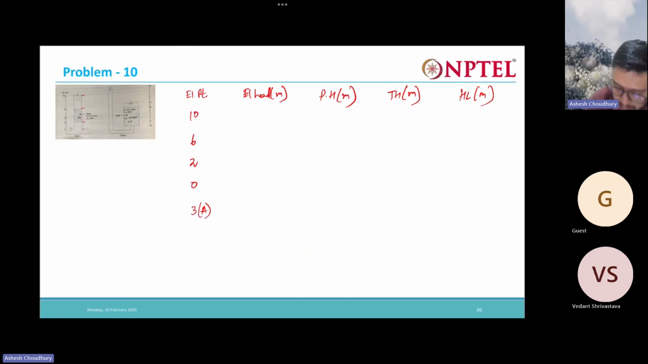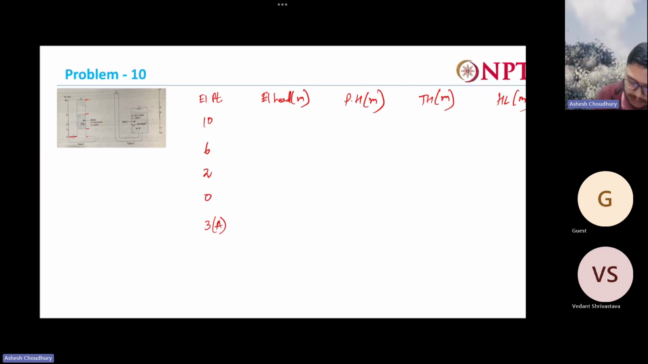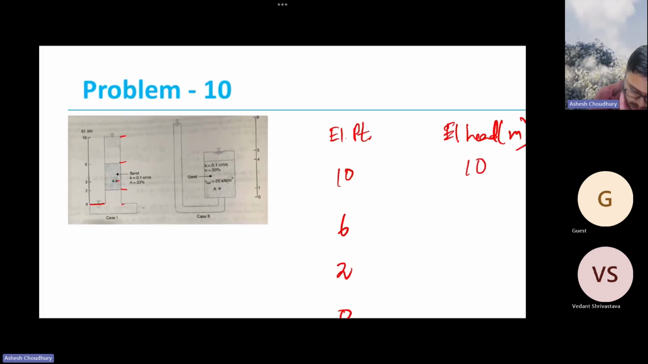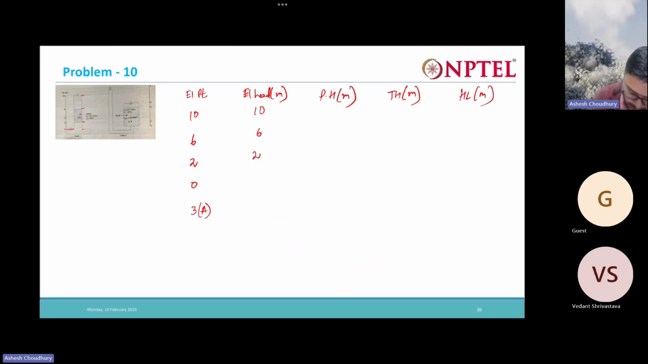Now what is the elevation head? Elevation head is nothing but the distance from a datum. So here let us take this point as the datum. From this we need to find out the elevation, or the height, of the point in consideration. So the elevation of the point 10 is 10 meters. Elevation of the point 6 is 6 meters. Elevation of the point 2 is 2 meters. Elevation of point 0 is 0 meters, and the elevation of the point A is 3 meters. So just from the figure you can find out all the elevation heads.